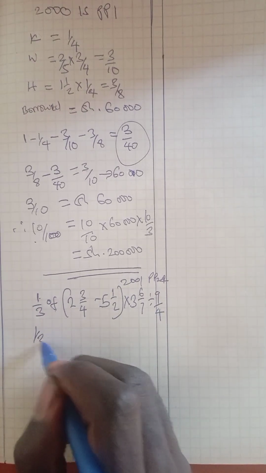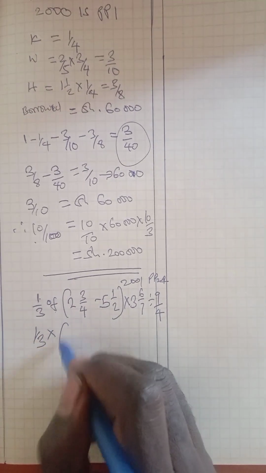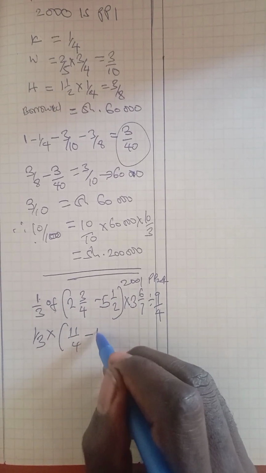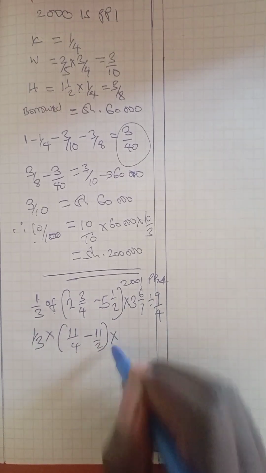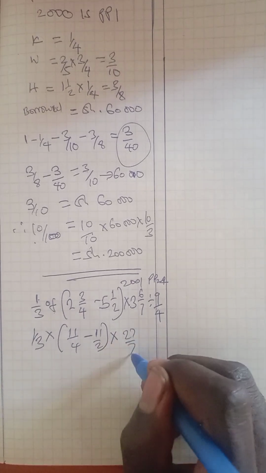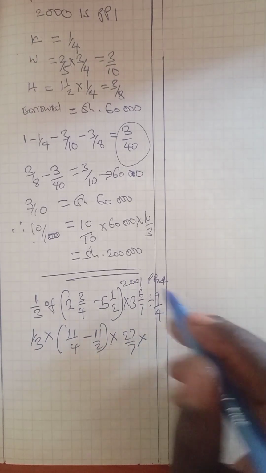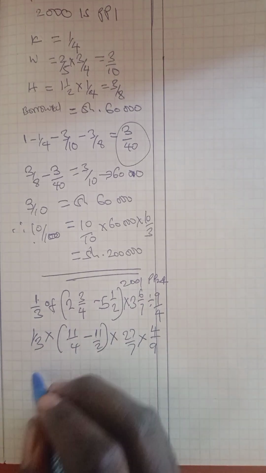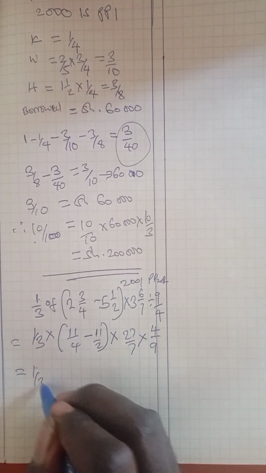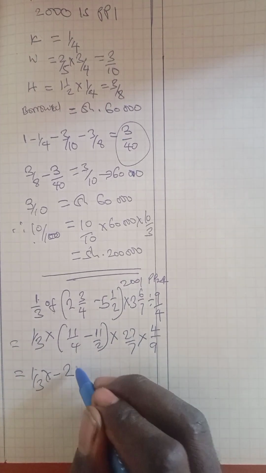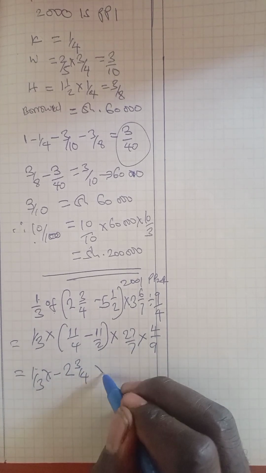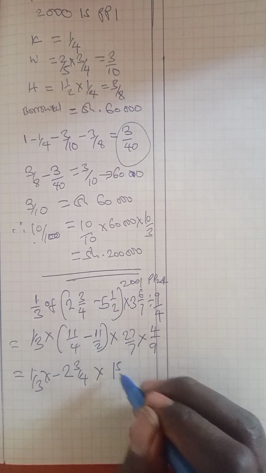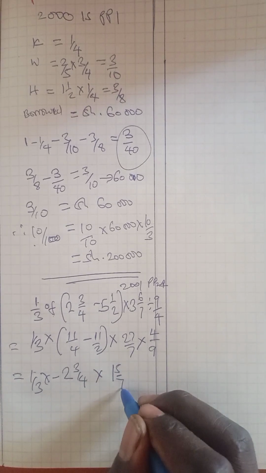Now, we shall start working the part in brackets first. So this is a third multiplied by 11/4 minus 11/2, multiplied by this becomes 27/7, multiplied by the reciprocal of this, which is 4/9. Now we simplify and we have a third multiplied by -2 and 3/4, multiplied by, if you multiply this, you get 1 and 5/7.